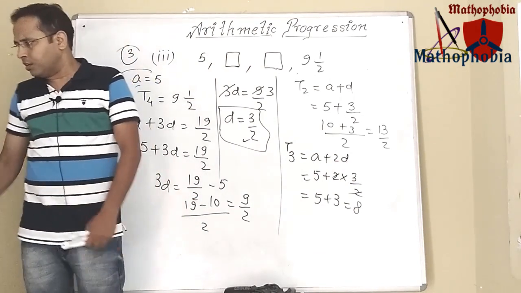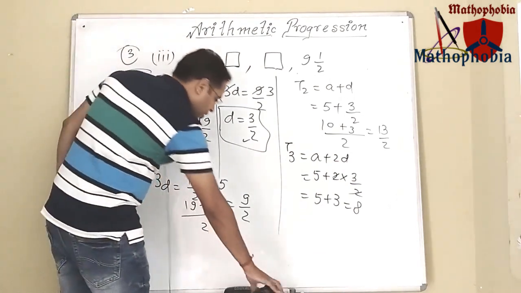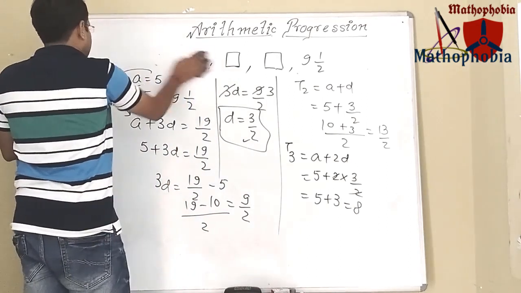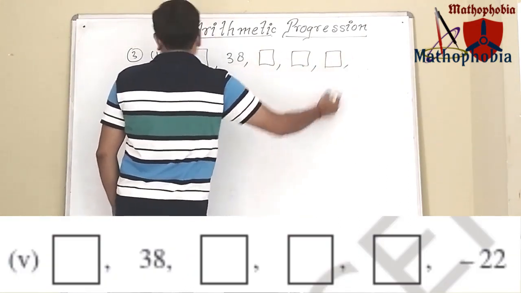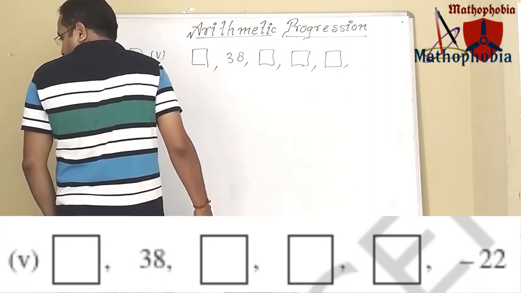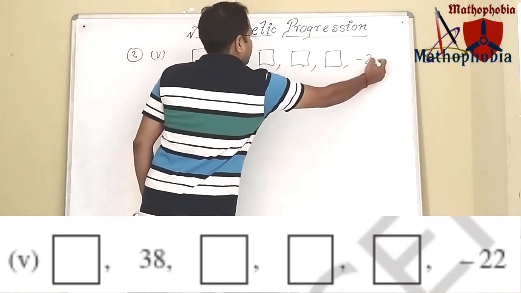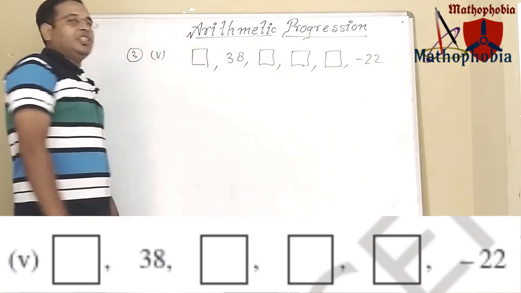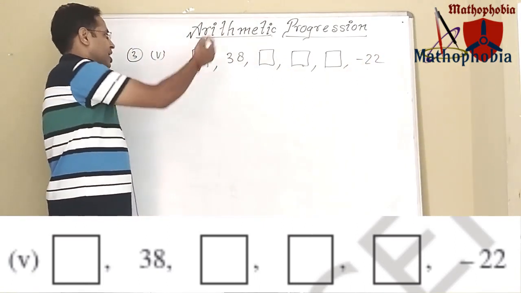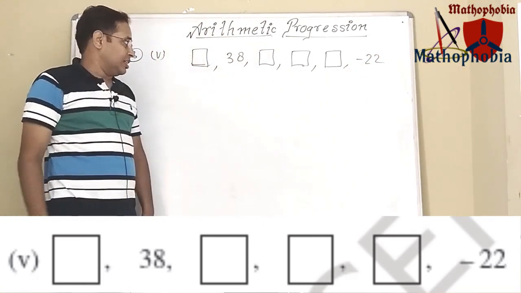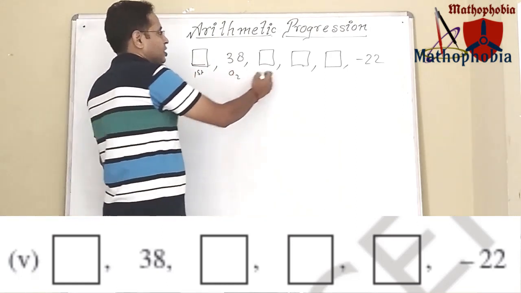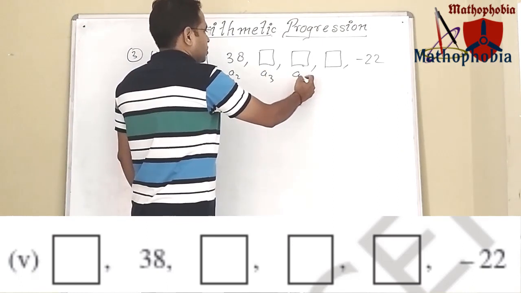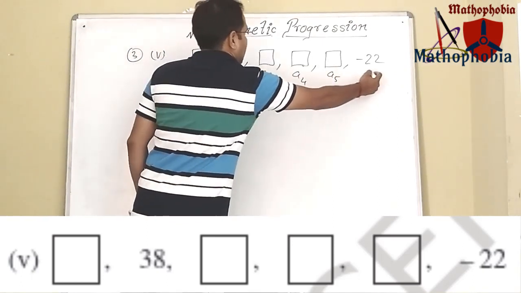That is the last, fifth one. The fourth one you do by yourself. In the fifth part, the first is missing, third is missing, fourth is missing and fifth is missing. Then the sixth term is minus 22. So we need to fill these gaps. Fill in the blanks, isn't it? Now the first term is not known in this case. This is the first term, this is the second term, this is third, this is fourth, this is fifth, and this is sixth.